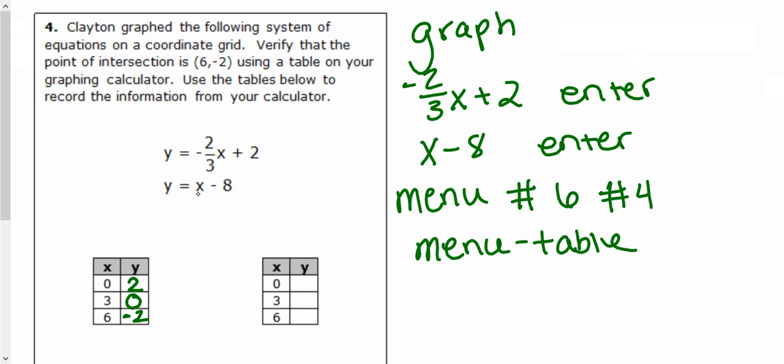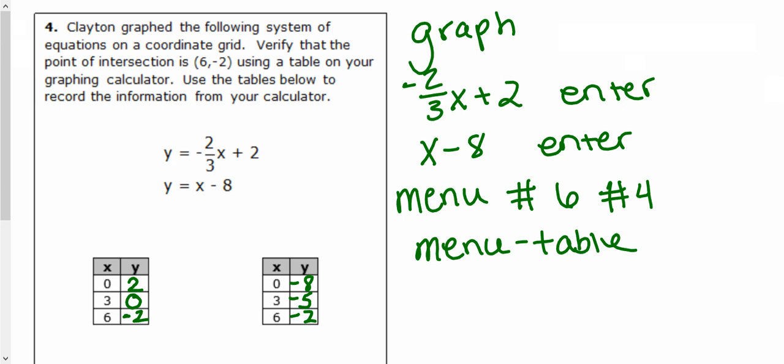Okay, my next one, x minus 8. When x is 0, y is -8. When x is 3, y is -5. And when x is 6, y is -2. Make sure you see this on the table on your calculator. If you're needing some help, pause the video and go ask your teacher now to help you with this.